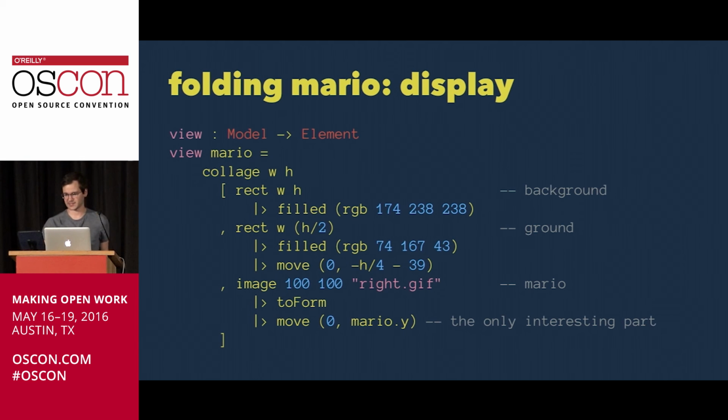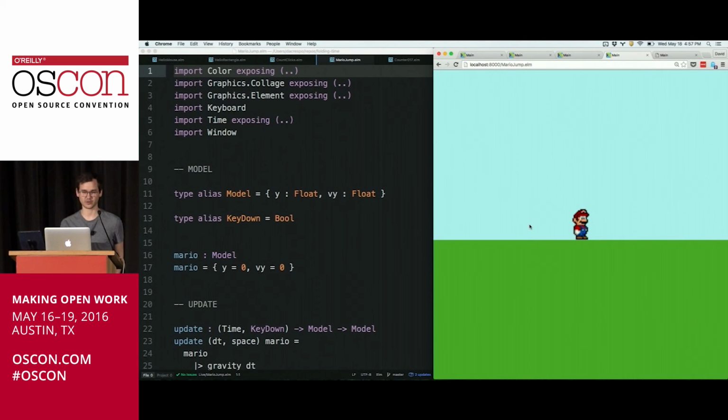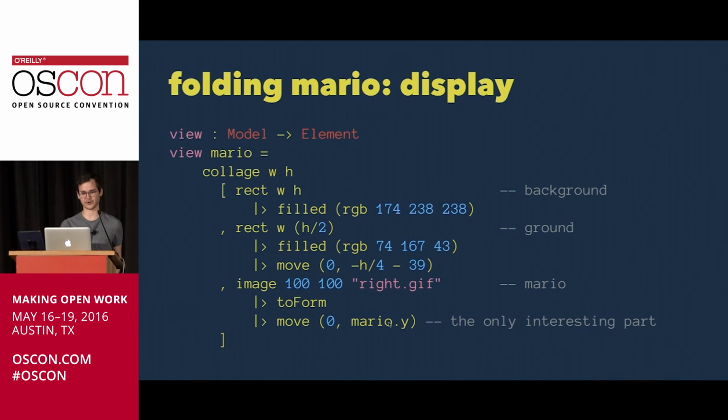So the last step that's not that interesting is just displaying it. The only interesting part of this is the fact that we're drawing Mario in the right spot. The rest of it is just drawing the ground and the sky, and they don't move. But Mario, when he jumps, we have to draw him in the right spot, so that's what this line is, Mario Y. The other stuff is draw a blue rectangle, draw a green rectangle. Not that interesting. But it's nice that it's easy to think about because this is a pure function from the information about Mario to the information about what we want to draw.